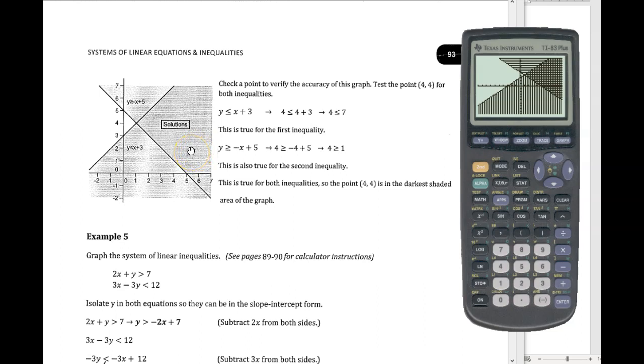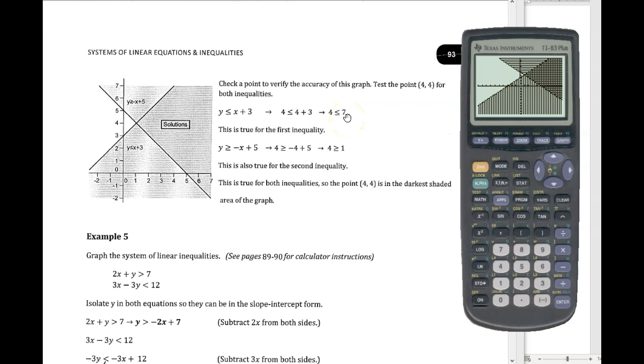And in this case, you have to plug the test point into both inequalities in order to determine whether it's correct or not. So they use 4, 4. So it looks like 4, 4 is in the overlapping shaded region. So if we plug in 4, 4 into the first inequality, we end up with 4 is less than or equal to 7.